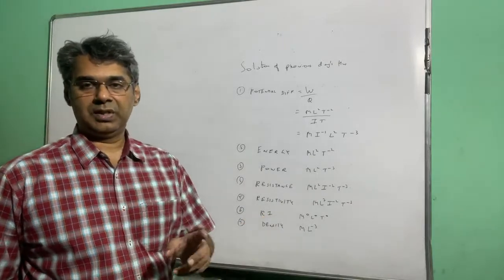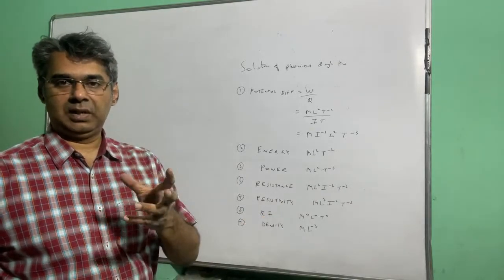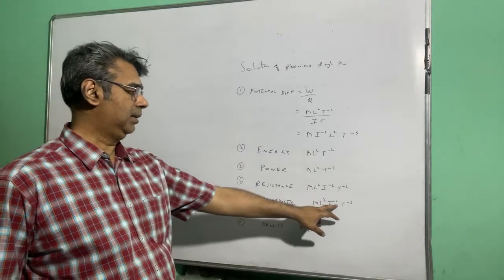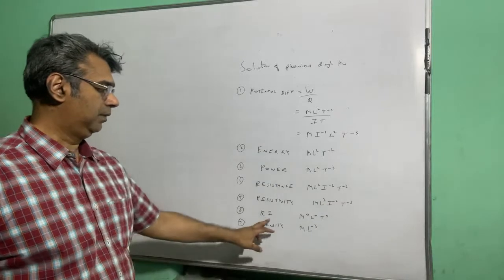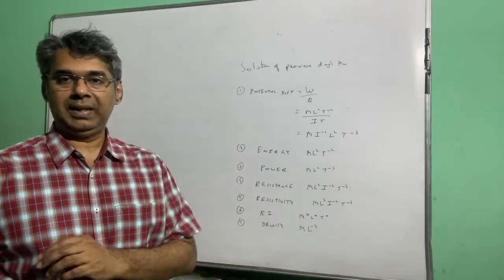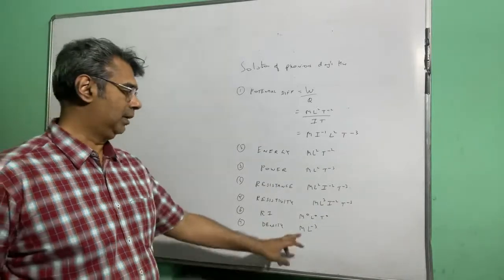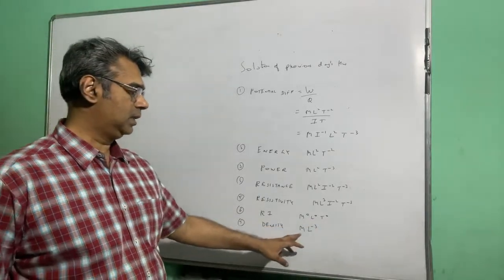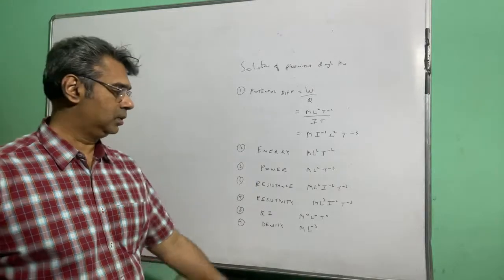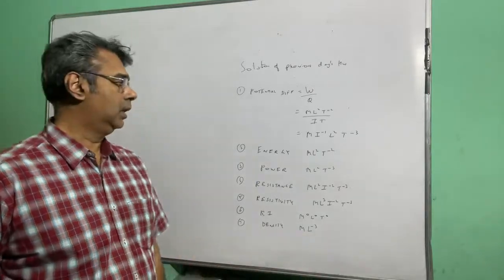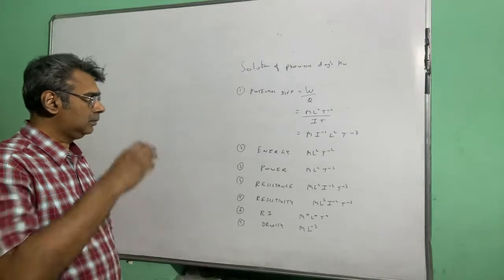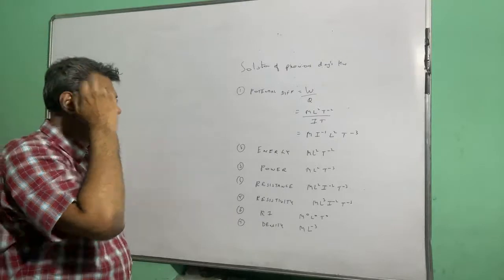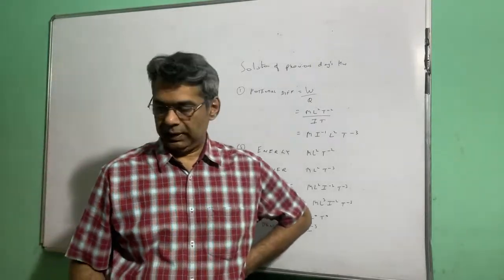Resistivity, you know, is resistance into area by length. Area by length has dimensions of length. So resistivity is resistance into length, so mL3 I minus 2 T minus 3. Refractive index is not having any unit at all, so it will be m0 L0 T0. Density is mass by volume, so m L to the power minus 3. So these are the different solutions of the previous day's homework, right?